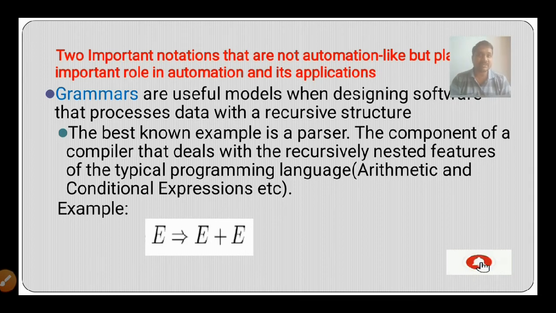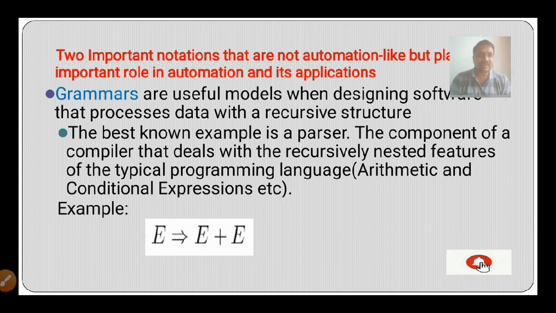So when we come here, you can see some of the examples. We have so many examples for the categories of the different grammars and how to represent them, that you are going to be learning in the further sessions. So now we are learning only the introduction part.